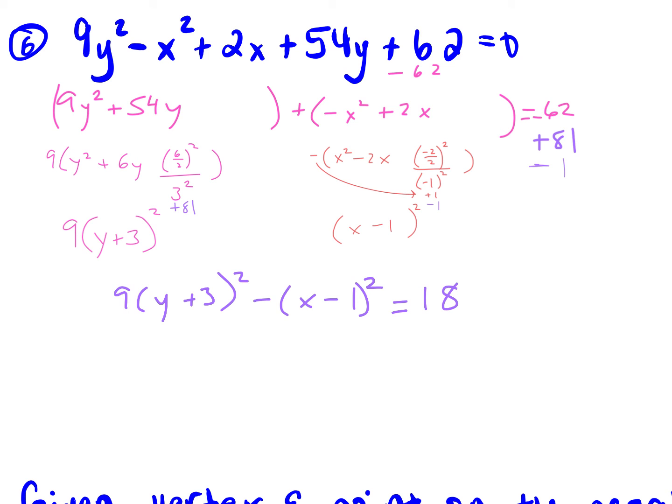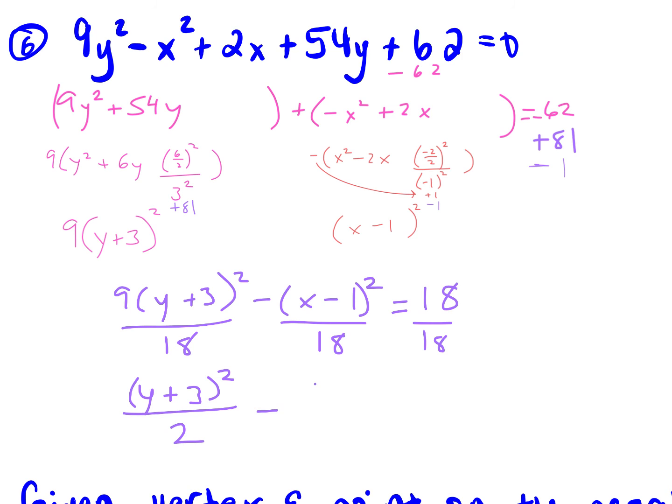What do I have to do next? Divide 18 from everything. So I get y plus 3 squared over 2, minus x minus 1 squared over 18, and that's equal to 1.